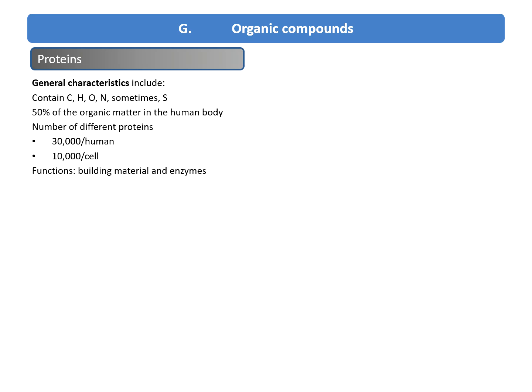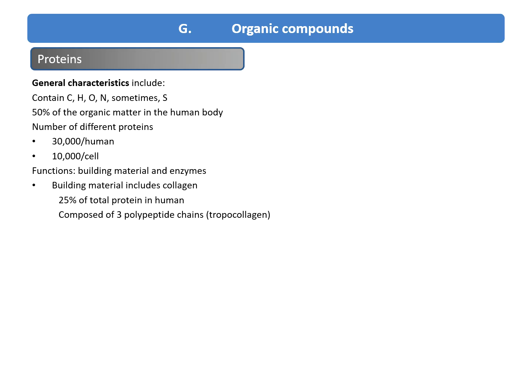The functions: 2 major functions. One, they serve as building material, and the other, enzymes. Building material includes collagen, a protein that makes up roughly 25% of the total protein in the human. It's composed of 3 polypeptide chains called tropocollagen.